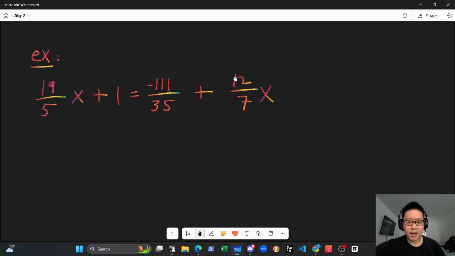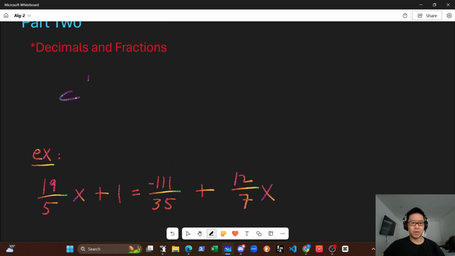So here we have 19 over 5 times x plus 1 equals negative 111 over 35 plus 12 over 7 times x. The first thing to notice is that expressions involving fractions just look more complicated, but I assure you they are not. We're going to solve this problem just like we did in our previous lesson by using the four-step process, but with one difference. We're going to clear the fractions.